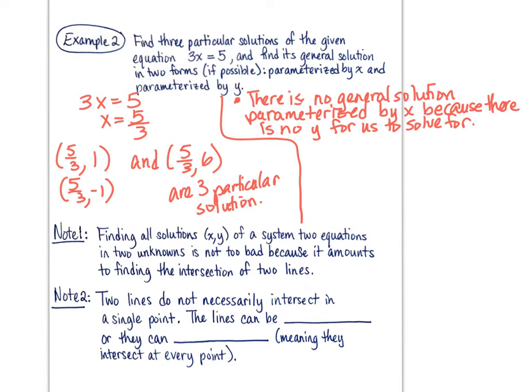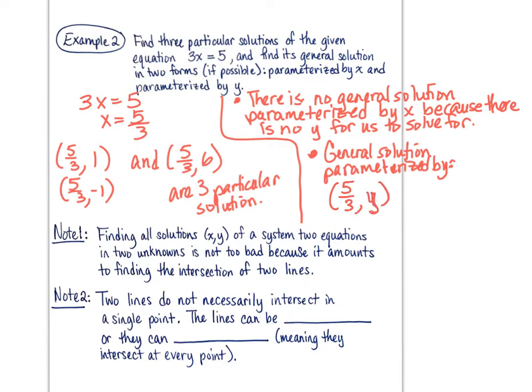Now, is there a general solution parameterized by y? Yes, absolutely. There is a general solution parameterized by y. So we solved this equation for x. We got x equals 5/3. So what is the general solution? Good. It's (5/3, y), where y is arbitrary.